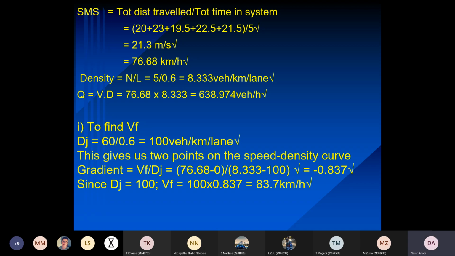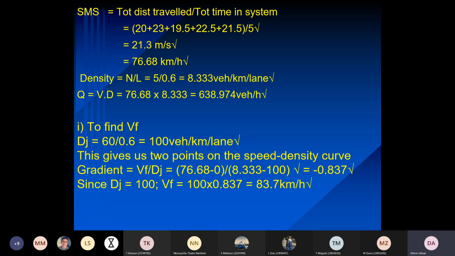So having worked out the speed, the density is given by your number of vehicles. You observed 5 vehicles over the length of your test section, which was 600 meters or 0.6 kilometers. You want your answer in vehicles per kilometer.